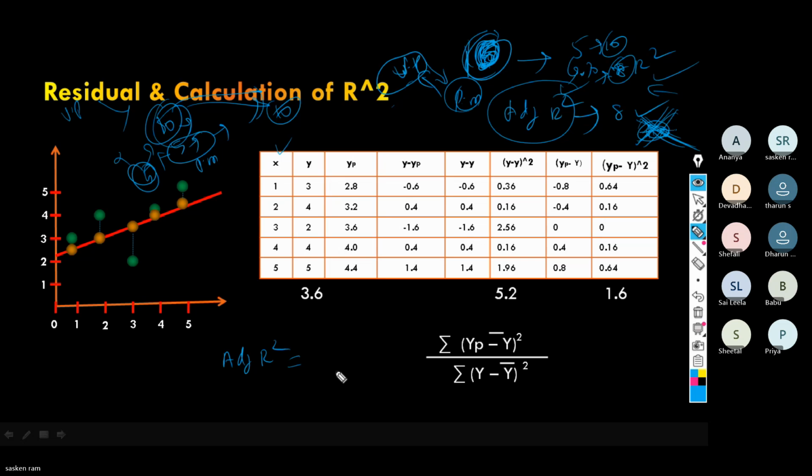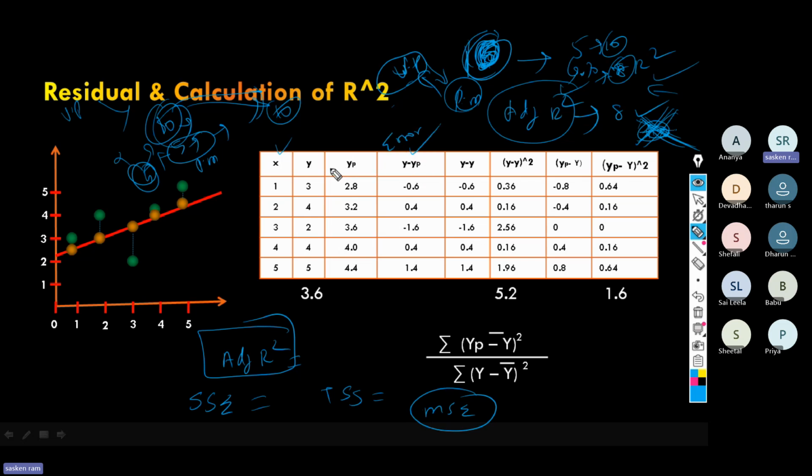Adjusted R squared is one of the metrics that we use to measure the linear regression model accuracy. And then we will also use something called sum of squared errors, and total sum of squared errors. And then we have something called mean squared error. So what is mean squared error? This column is your error, isn't it? This is your actual minus predicted. 3 minus 2.8 is, sorry, okay, there is some problem here. So the predicted value is correct. Maybe it's the opposite, right? The predicted value minus actual is minus 0.6.